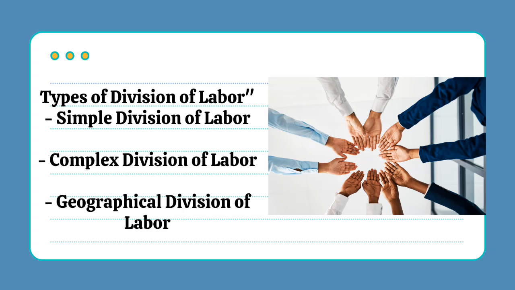Number two, complex division of labor. In the complex division of labor, tasks are broken down into very specific specialized roles, common in large-scale industrial operation. Example, in a large automobile assembly plant in Lagos, workers might specialize in installing specific parts like engine, doors or electrical system. Number three, geographical division of labor. Specialization based on location or regions. Example, Nigeria economic landscape: oil production in Niger Delta, tech startups in Lagos, leather work in Kano.